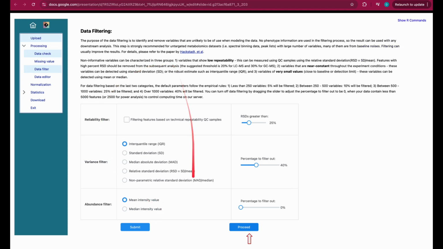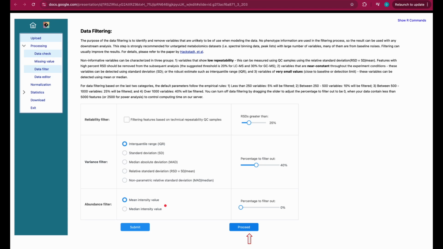Now it will take you to the data filtering step, where everything is present by default. If you want to change it, it depends on you, but I would suggest going with the default. When you are aware of these, then you can select options, but if you are not aware, go with the defaults. For example, in abundance filter they have selected mean intensity values.